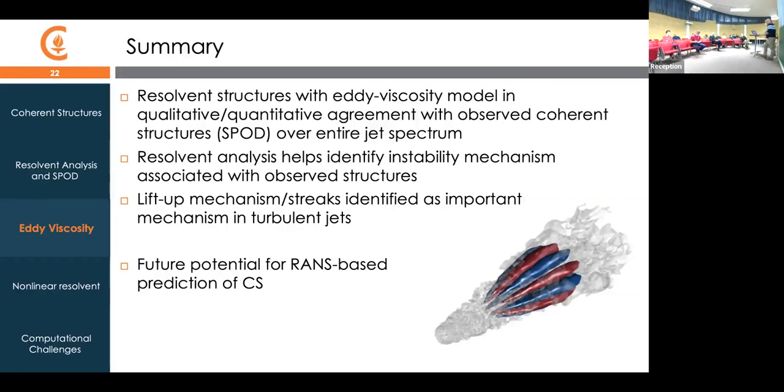Just to mention a future direction here, I think this gives some hope that RANS-based approaches to predicting structures via this kind of resolvent could work. This one eddy viscosity model is probably not going to be good enough for all of that, but it shows that this is at least a promising avenue of thinking.